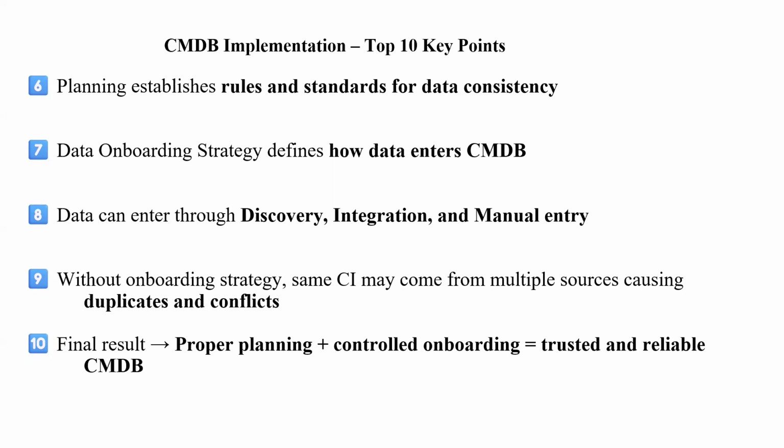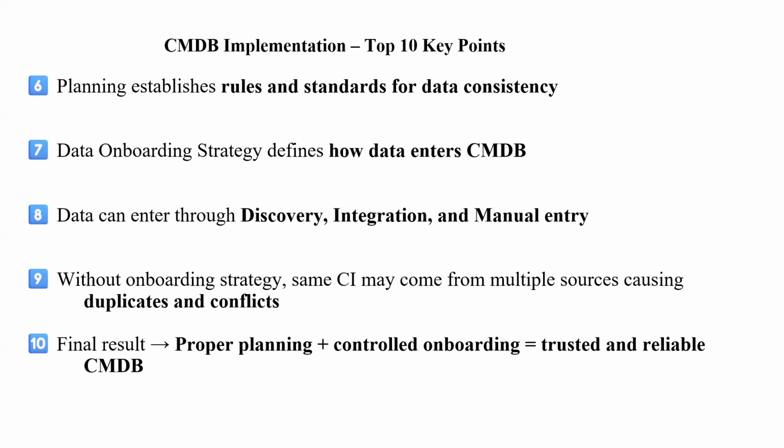Eighth one, understand data entry methods. There are three main ways data enters the CMDB: through manual entry, through discovery, and through integration. Discovery automatically scans the data. Integration means data from external tools like AWS or Jira. Manual entry means users input it. For example, when an AWS server is created, integration brings the basic details, discovery adds the technical information, and manual entry adds the owner. So all these methods together create a complete CI.